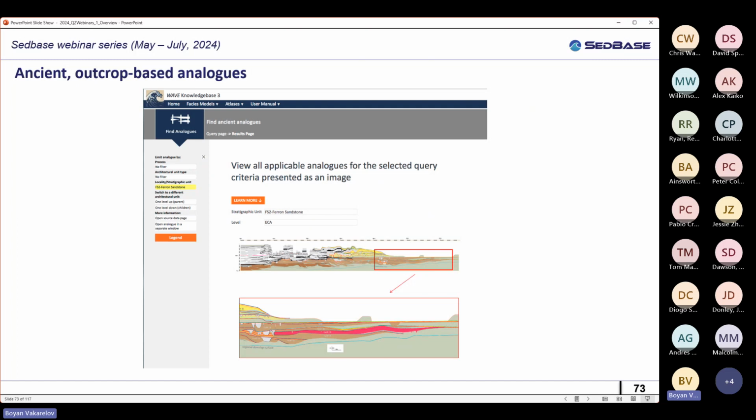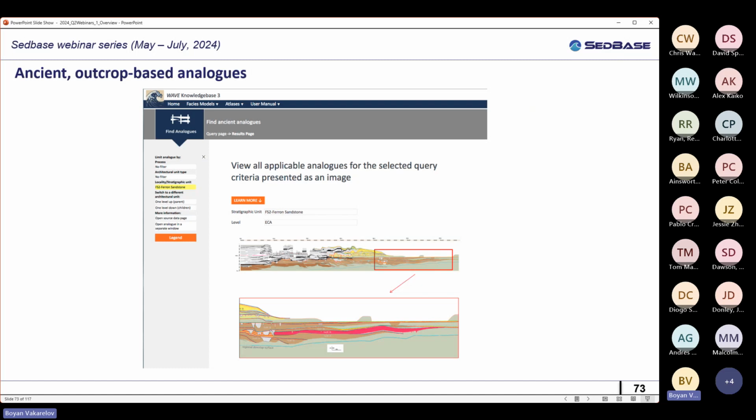The ancient analog data is coming from well-studied outcrops. So we only go to areas which have been studied quite extensively. The data is collected in a hierarchical fashion, so we know what a facies association within a depositional environment within a parasequence is in all cases.